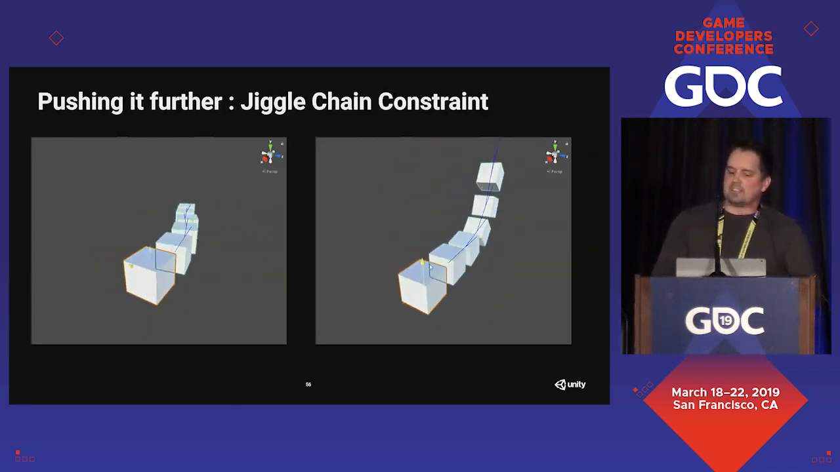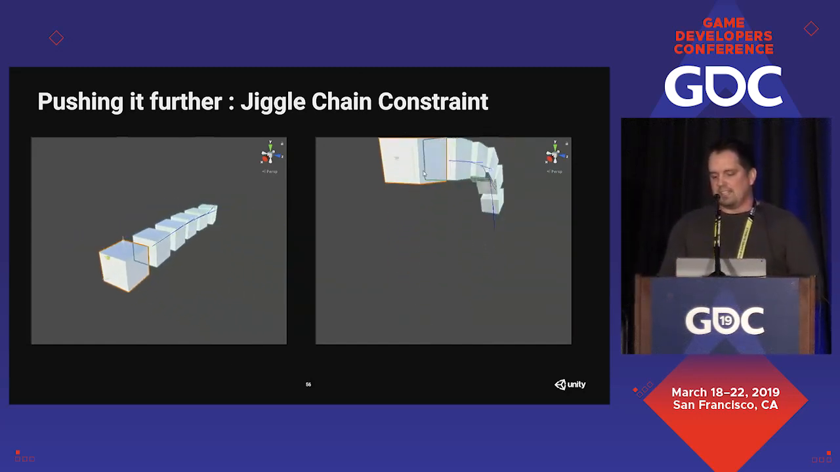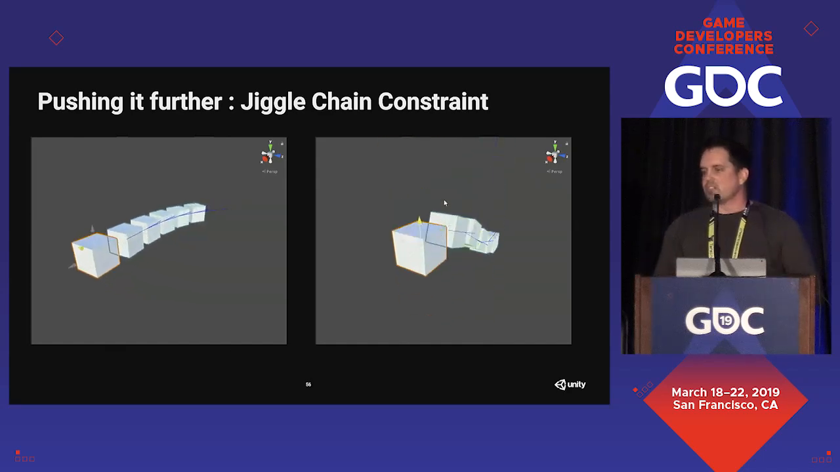So let's have fun with this. Let's move on to another more dynamic setup to see how we can build a custom jiggle chain constraint.